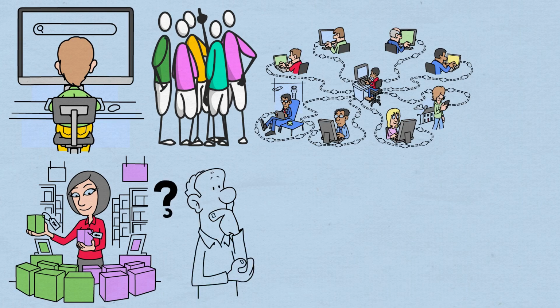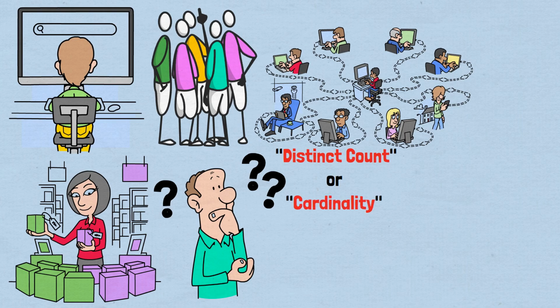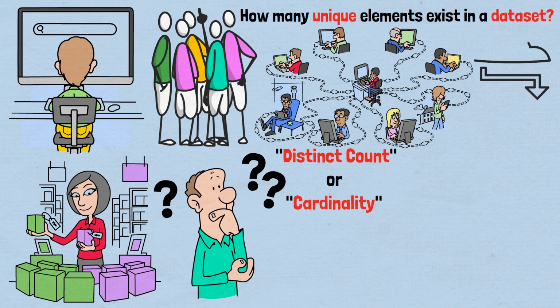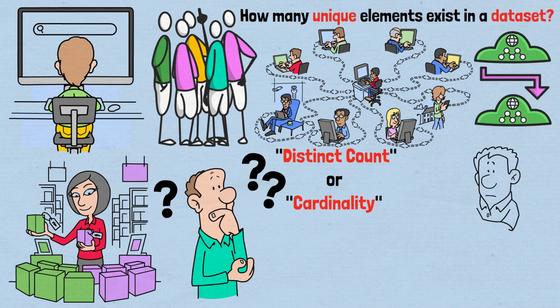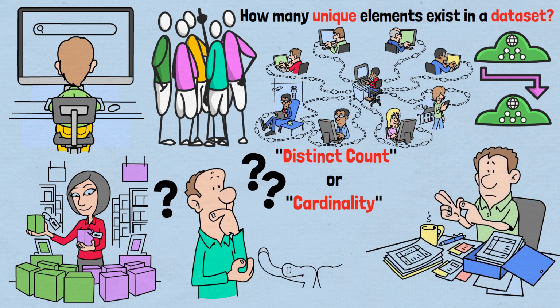These questions fall under what computer scientists call the distinct count, or cardinality problem, determining how many unique elements exist in a dataset. And at internet scale, this seemingly simple counting task becomes one of computing's most resource-intensive challenges.